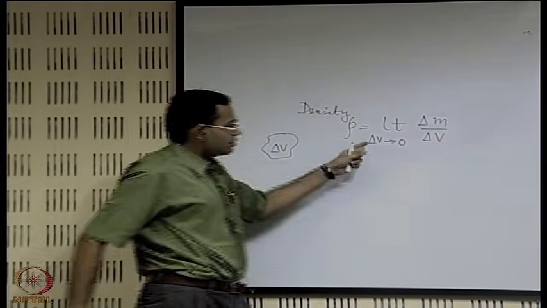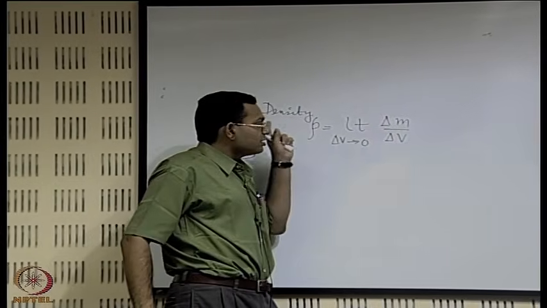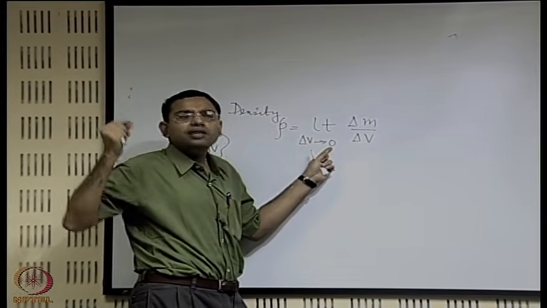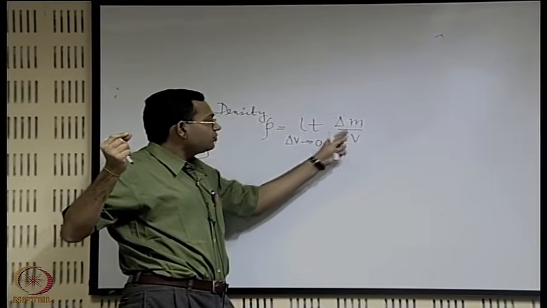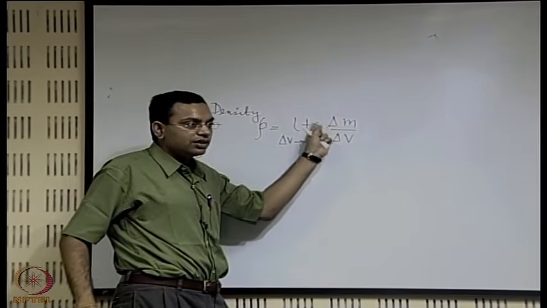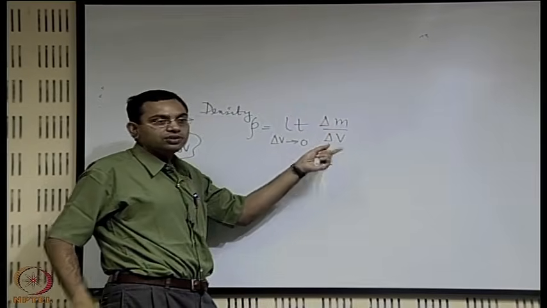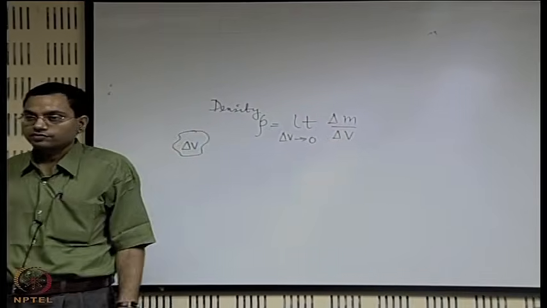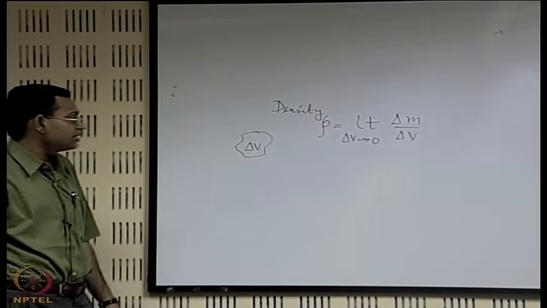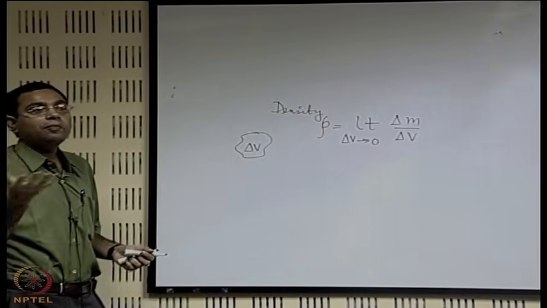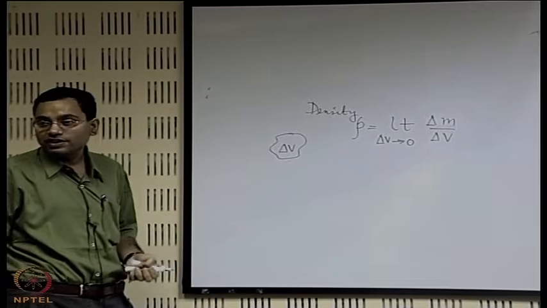So what does it say? It says in the limit as delta V tends to 0, that means a limitingly small volume, you find out the mass of molecules inside. So you find that mass per unit volume to get the local density at a point. That is what this definition is saying. Whether it works or not, we have to come back to the continuum hypothesis to adjudge.